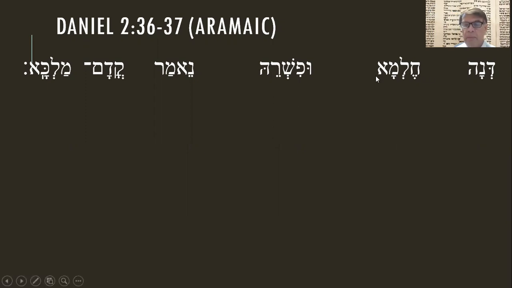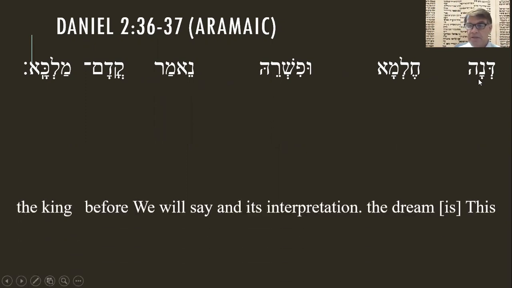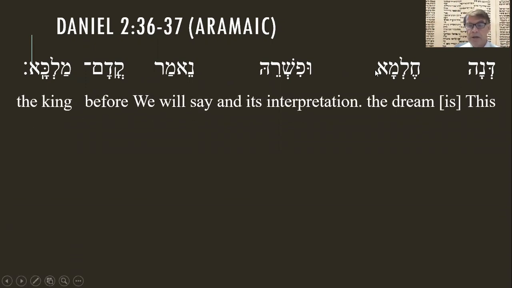Dana, kelma, u pishreh, neymar, kadam malka. This is the dream and its interpretation. We will tell it before the king. All right. So dana is the demonstrative in Aramaic. It's the equivalent of zeh in Hebrew. Doesn't look a lot the same, although z and d are both dentals, so there might be a relationship there. Anyway, just memorize it. This is the dream.